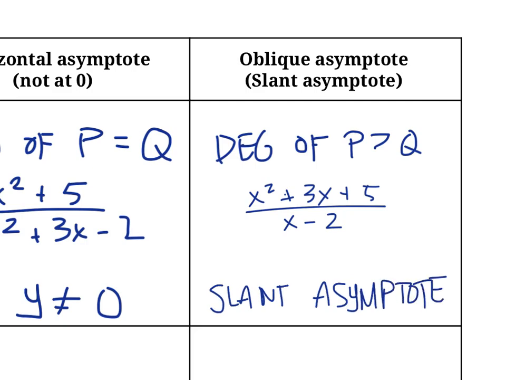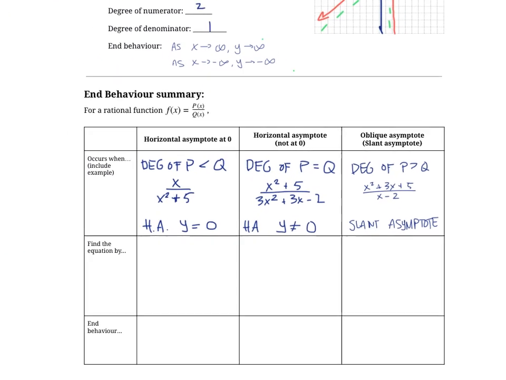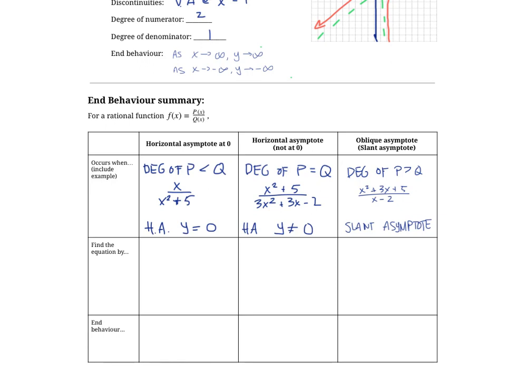Okay? So now the question becomes, let's find the equations of those lines. So we already know how to find the equation if the horizontal asymptote is at 0, because if the degree of the denominator is always bigger, we know we're just going to have a horizontal asymptote at 0. But for the other two, how can we actually find the equation of these asymptotes? That's where we're going to go to the next page to answer some questions, and then we'll come back and finish this table.